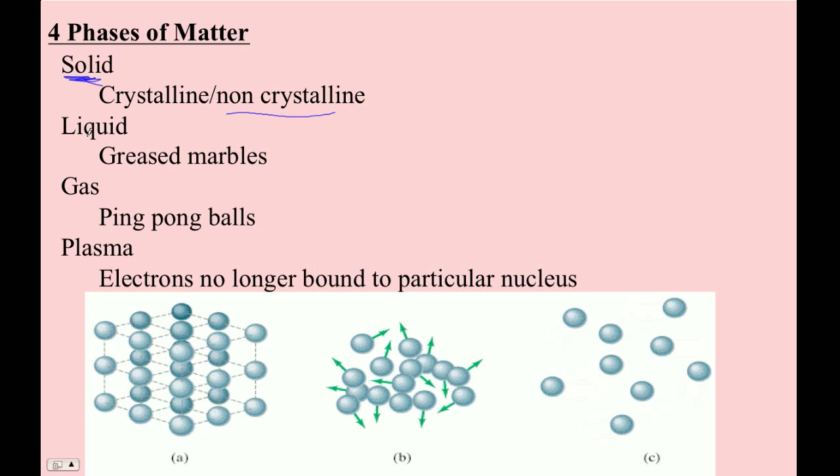And then there's liquids, right? Liquids are very much like the solid that they once were. It's just that these bonds have been broken. They're moving so fast that the bonds no longer can be sustained. And so they slide across each other like this, but they always stay very close to each other. It's a bit like greased marbles.